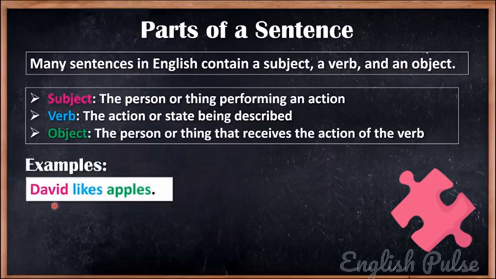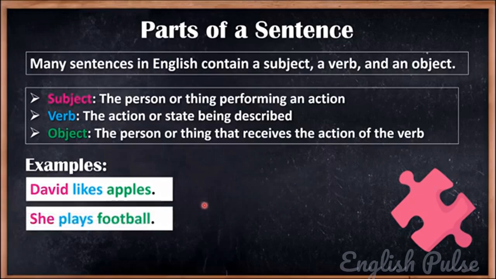For example, David likes apples. David is the subject. This sentence is about David. Likes is the action. It's the verb. And the object is apples.